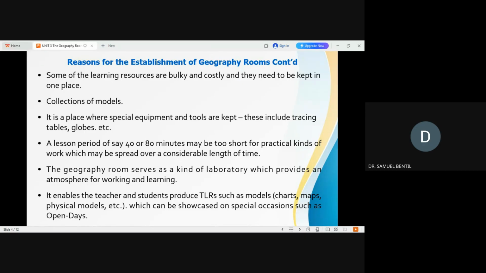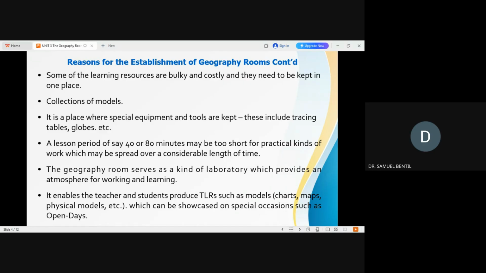So then we need a room that can keep these items. For example, the drone for GIS, computers, and other software that are needed for geographical analysis and remote sensing and GPS coordinate systems. These are things that you cannot keep in the classroom. You cannot also keep them at the headmaster's office because these things are quite expensive.